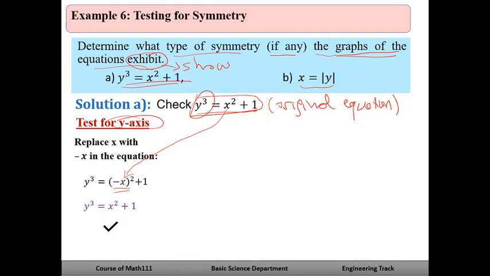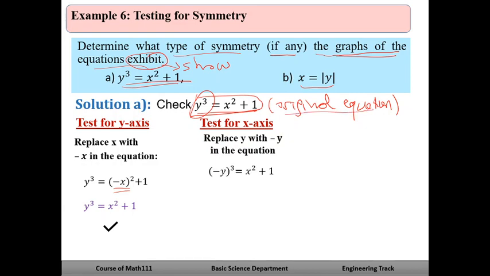Now let's look at the other test. Let's test for the x-axis. You remember that when testing for symmetry for the x-axis, you replace y with negative y in the original equation. The original equation is this. So you put negative y here, and then we get minus y cubed equal to x squared plus 1.